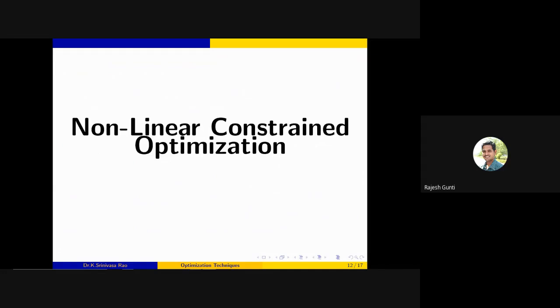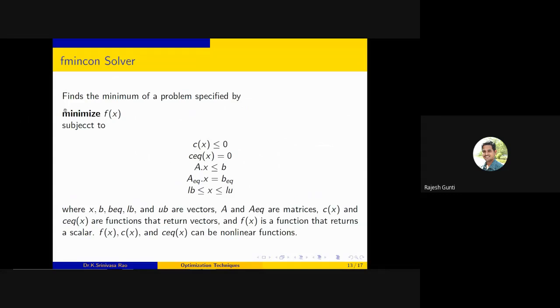Nonlinear constraint optimization means the objective function is nonlinear. The objective function is algebraic, transcendental, subject to nonlinear constraints less than or equal to 0. Nonlinear inequality constraints, nonlinear equality constraints, linear inequalities, linear equalities, lower and upper bounds of variables.